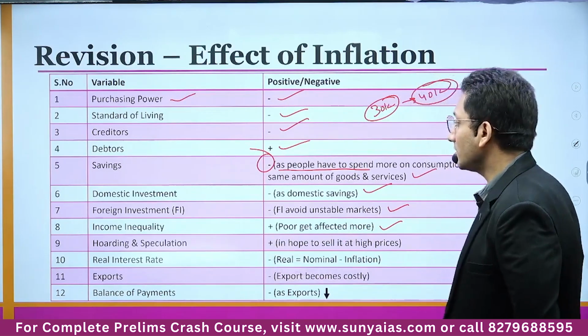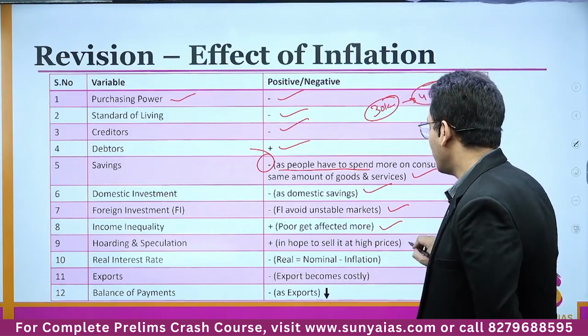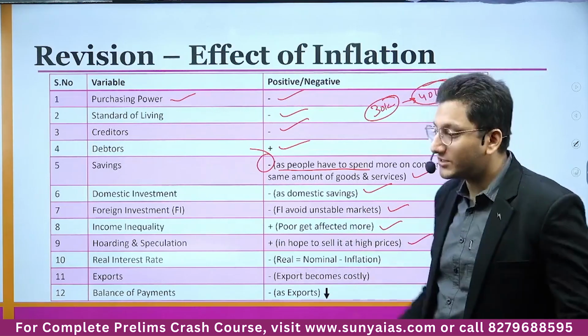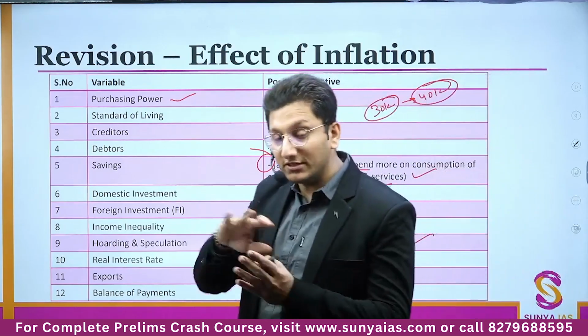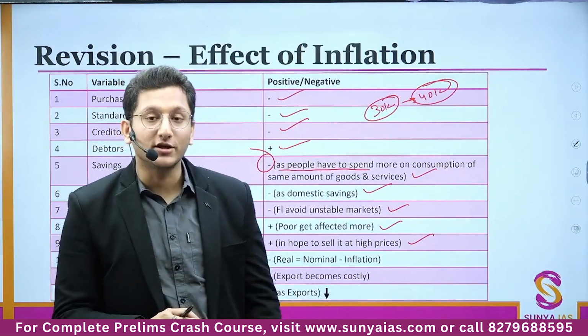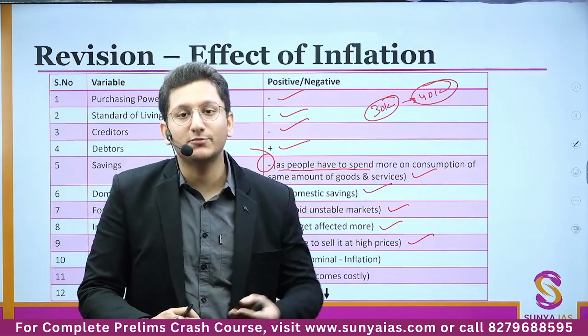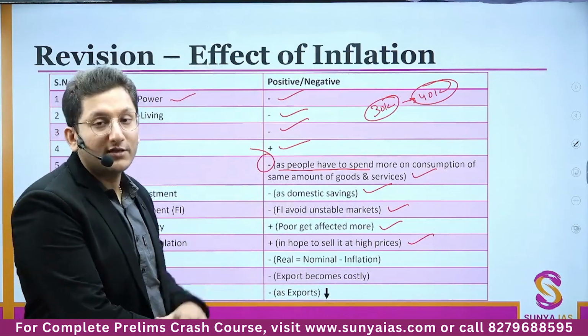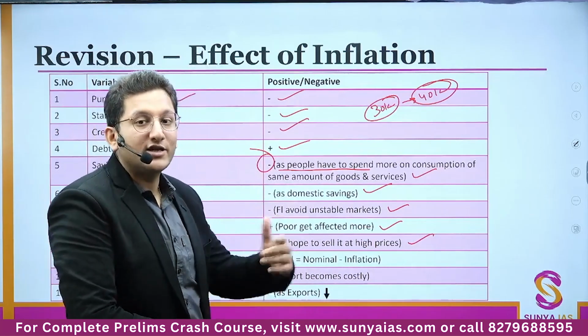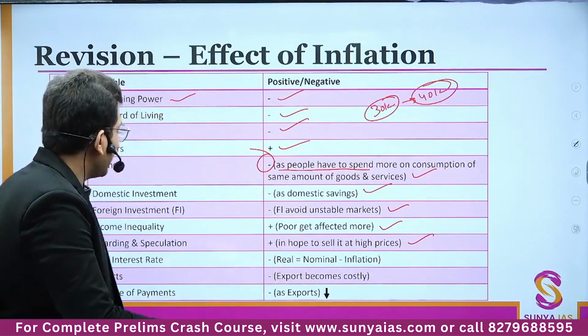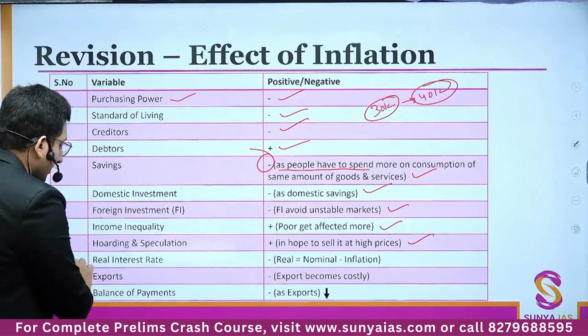Hoarding and speculation positive in hope to sell it at a higher price because जैसे जैसे inflation बढ़ता है आपकी hoarding उतनी ही ज़्यादा बढ़ती चली जाती है because लोग ये सोचते हैं कि आज तो चलो suppose कीजिए potato का price 20 rupees per kg है, if we hold for say 6 months more we are going to sell it at 25 rupees per kg, right? So due to which hoarding and speculation.